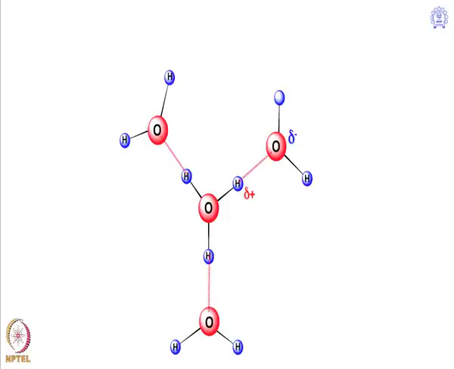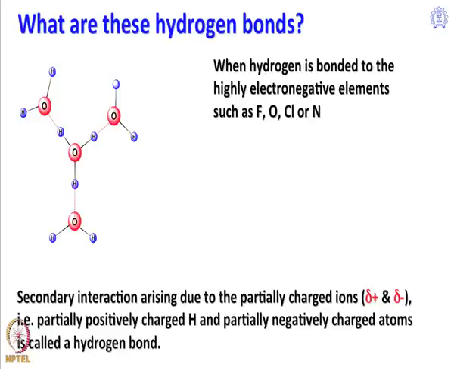Now, they establish an interaction between the oxygen lone pair and hydrogen, and these interactions are called hydrogen bonding interactions. So, this is where the origin of the hydrogen bond comes. That means one can anticipate hydrogen bonds when hydrogen is bonded to highly electronegative elements such as fluorine, oxygen, chlorine and nitrogen. You can anticipate a secondary interaction that arises due to the partially charged species, delta plus and delta minus, present in the system. That is, partially positively charged H plus and partially negatively charged atoms. When they interact, that interaction is called a hydrogen bond.